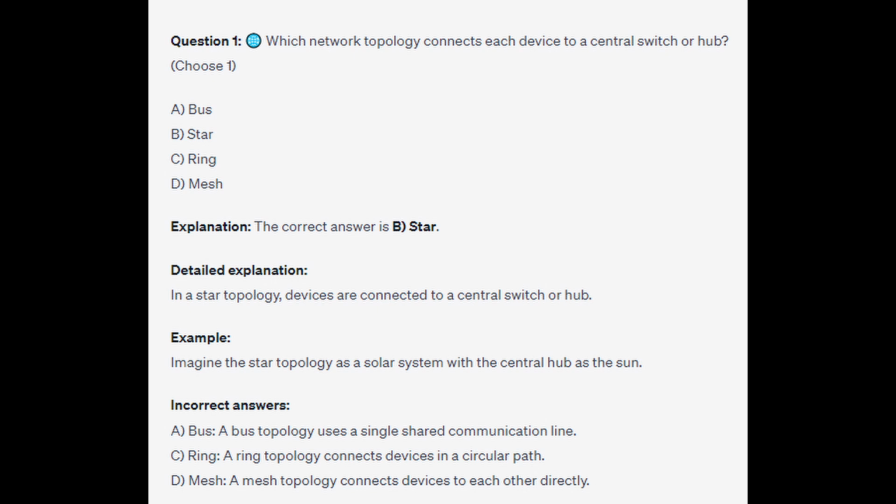A bus topology uses a single shared communication line. A ring topology connects devices in a circular path, and the mesh topology connects devices to each other directly.